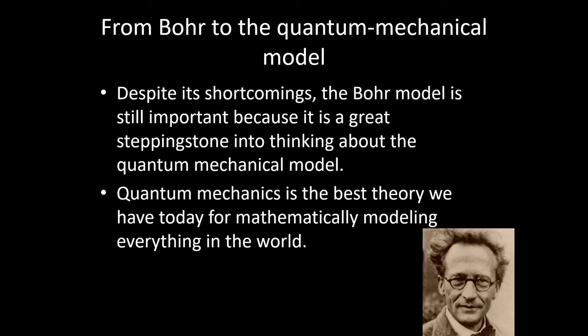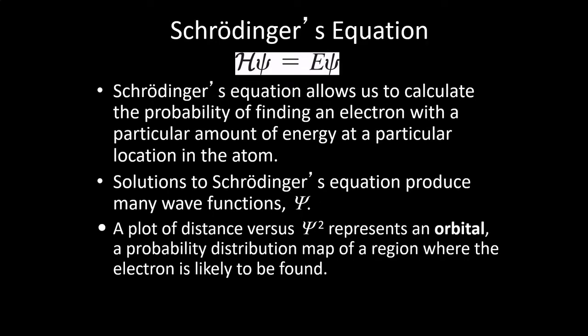So in the last video, we introduced the idea of quantum mechanics and how this is the best theory that we have today for mathematically modeling everything that we can see in the world. What we didn't talk about was exactly how it was developed, where it comes from, what the foundation of quantum mechanics is. Well, the foundation of quantum mechanics was built by a guy named Erwin Schrödinger, who developed what we now call the Schrödinger equation.